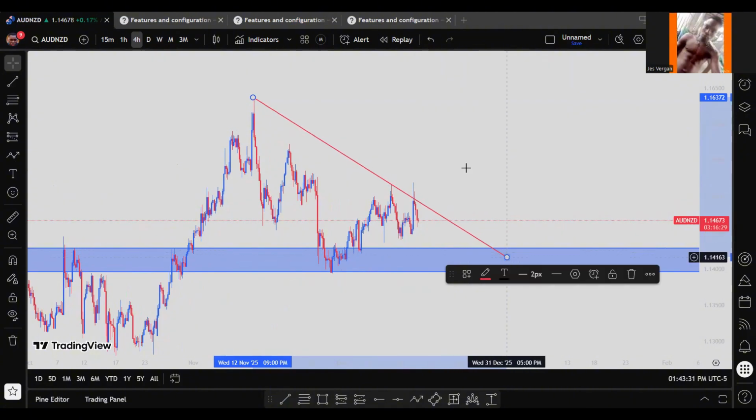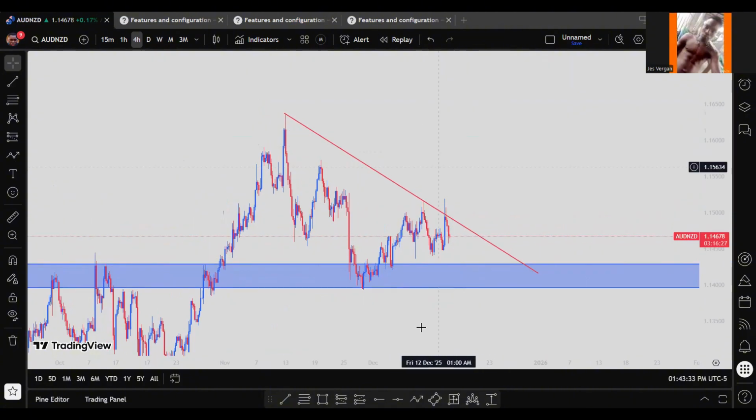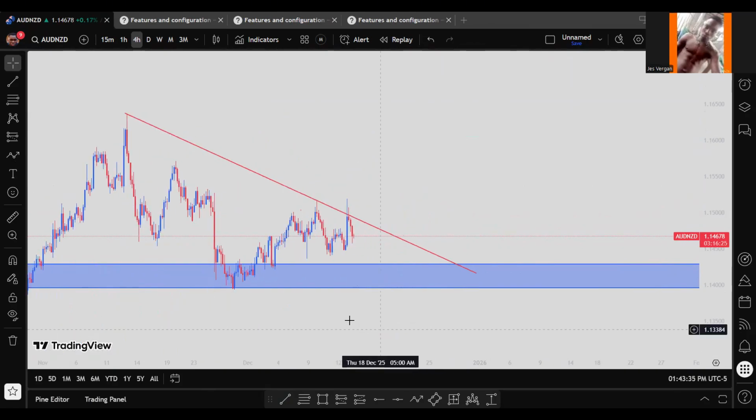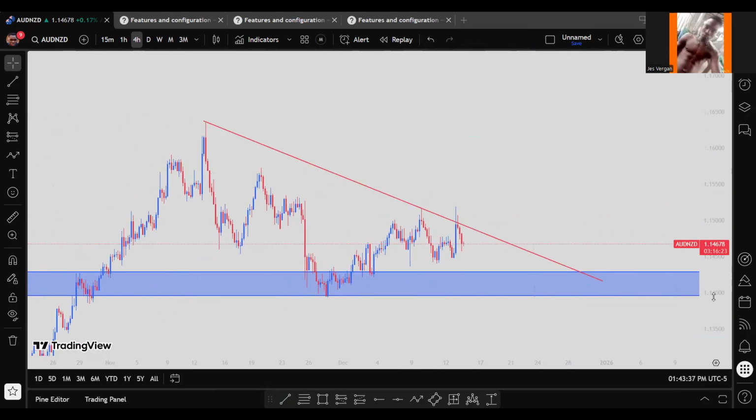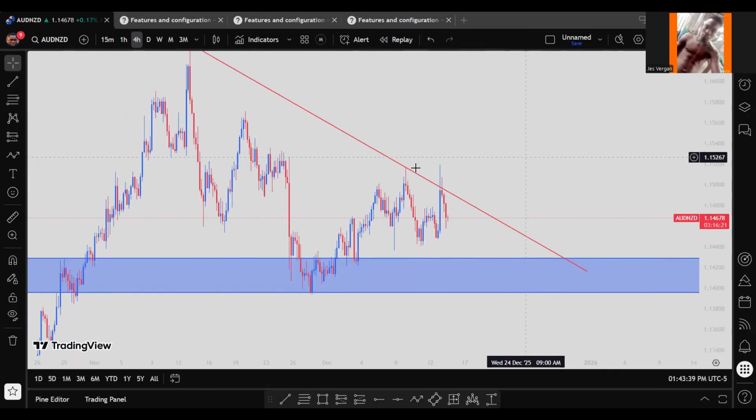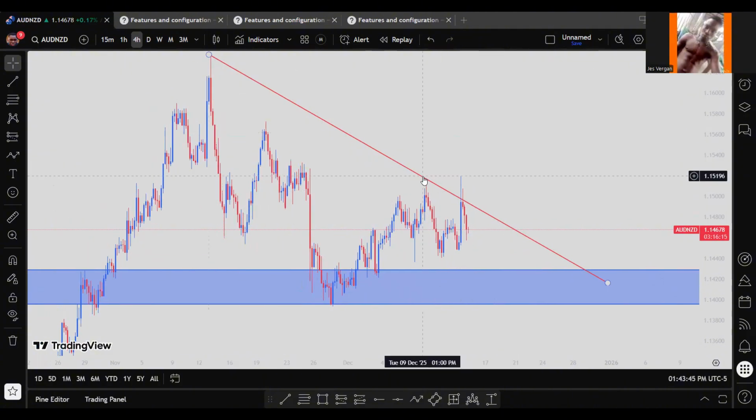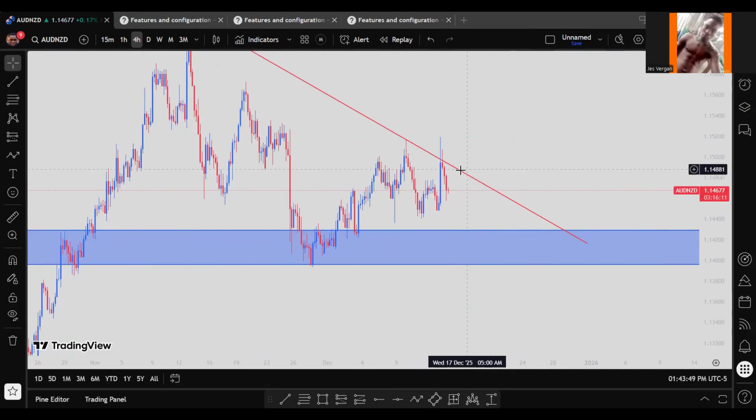So as you can see, price was still rejecting it. That's why most of the time it's better for you to wait for a break of a counter trend line. If not for this counter trend line, I would have already been in this trade, and now price still got rejected from this particular counter trend line. So we have the first touch here, the second touch, and this was the third touch. So price has currently been rejected from it.